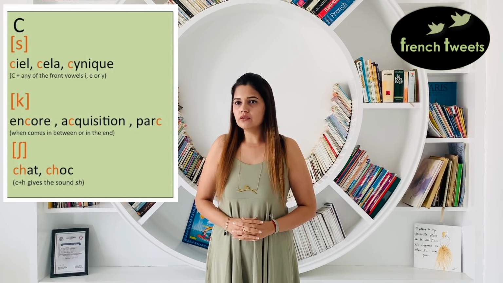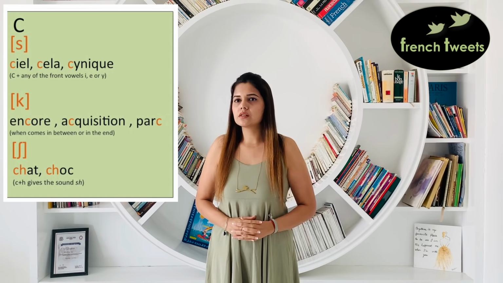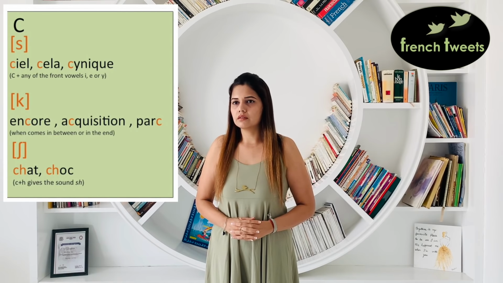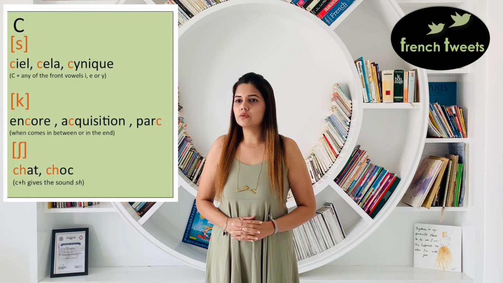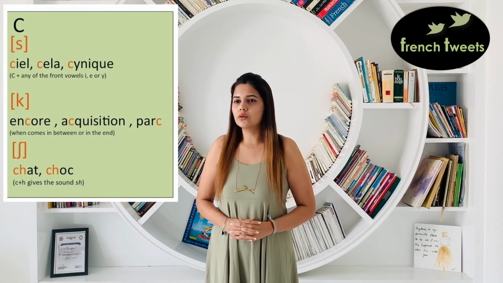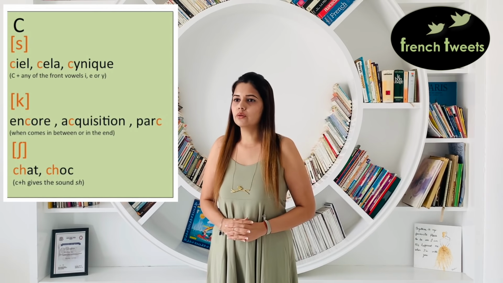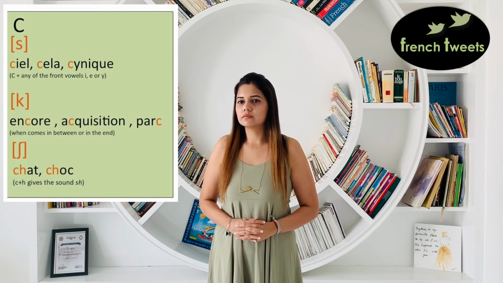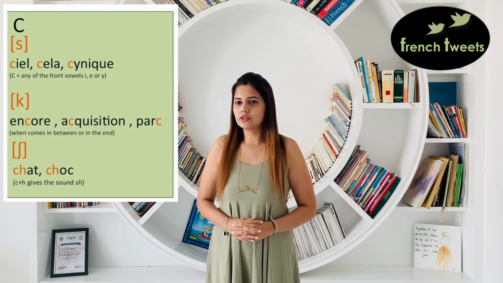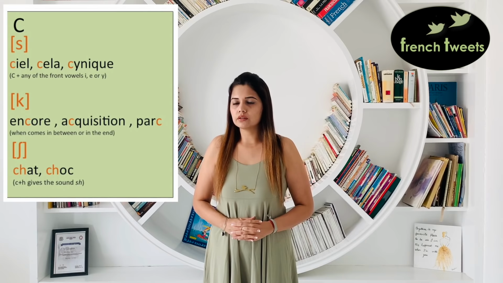C plus any of the front vowels becomes S. For example, ciel, cela, cynique. It becomes K when put in between or at the end. Encore, acquisition, parc. It becomes sh when it's put with H. Sha, choc.